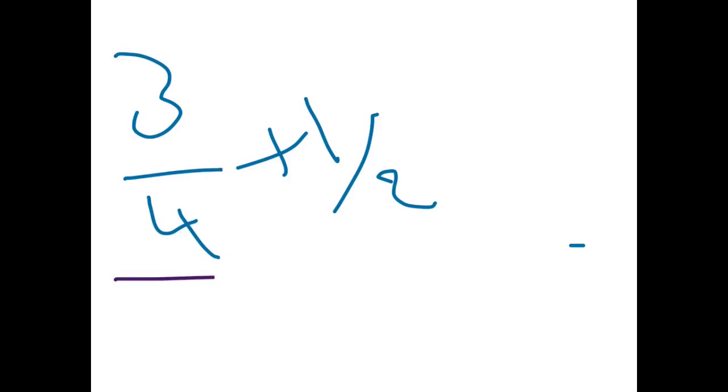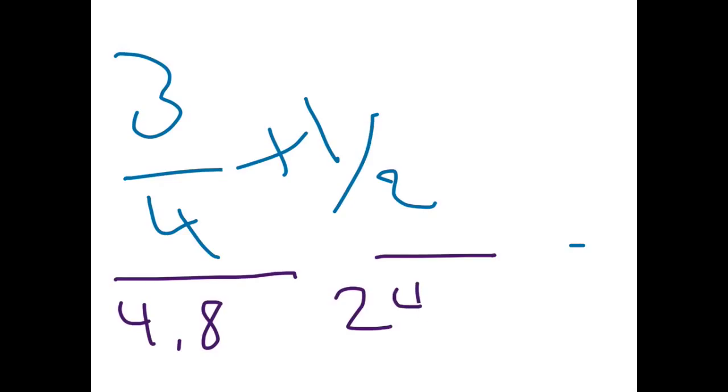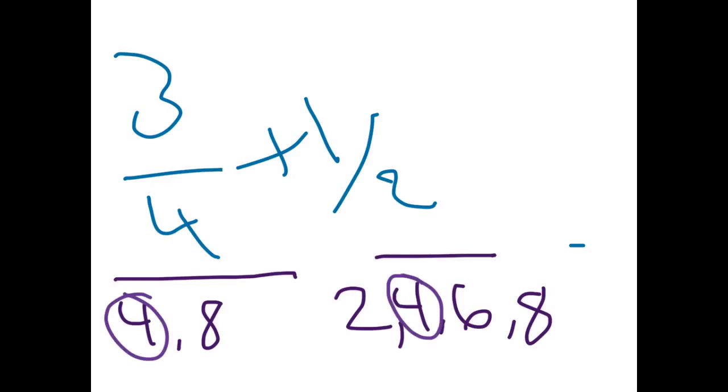So the multiples of 4 are 4 and 8, and for 2 is 2, 4, 6, 8. So the lowest common multiple is 4. Okay, so that's how you find out the lowest common multiple.